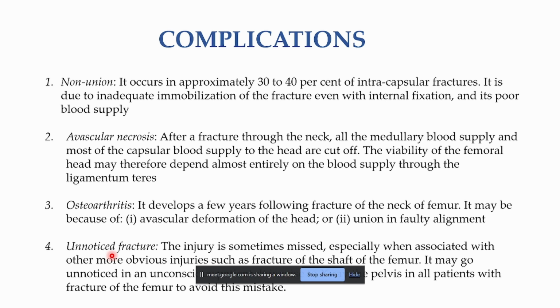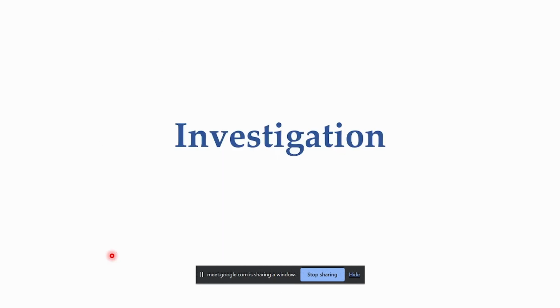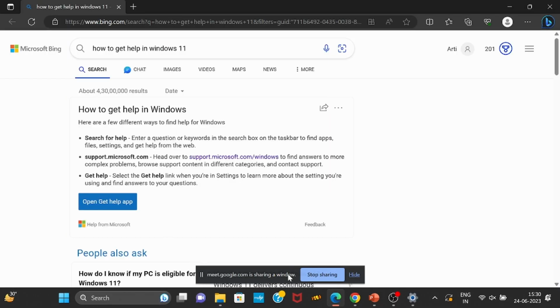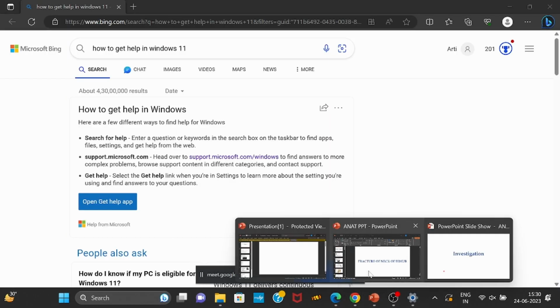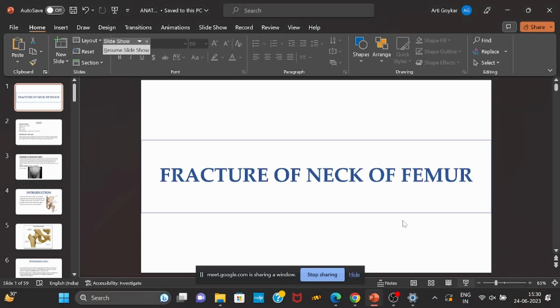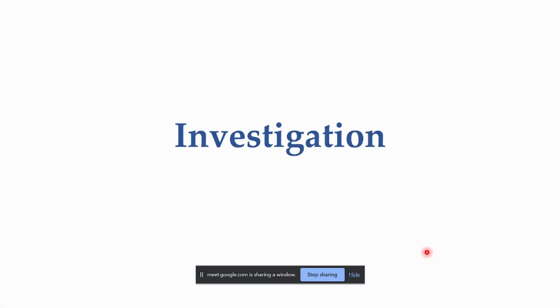So from here on, Samant will talk about the investigation. Good afternoon, respected teachers and my dear friends. Today I would be presenting before you the X-ray scanning and imaging of the femoral neck fracture.